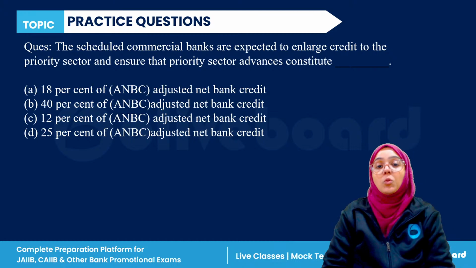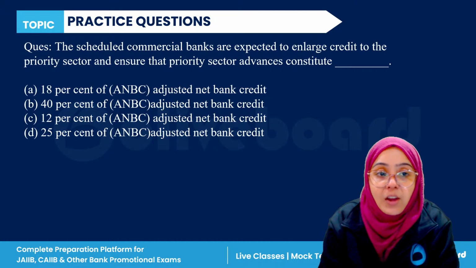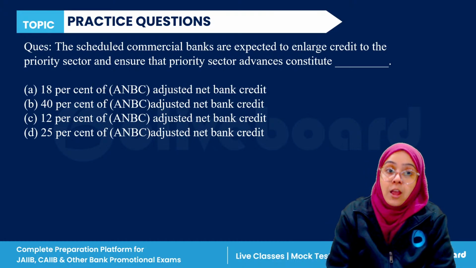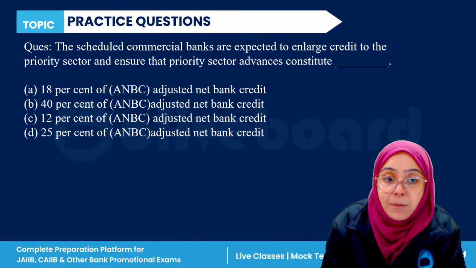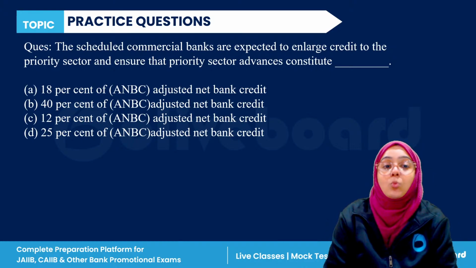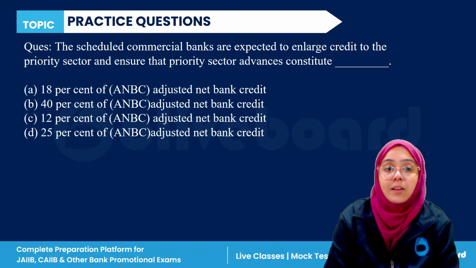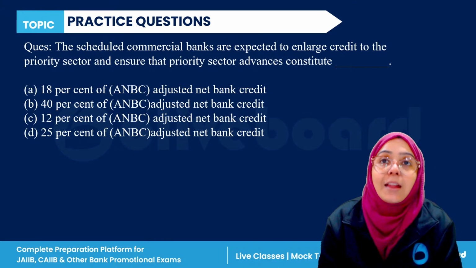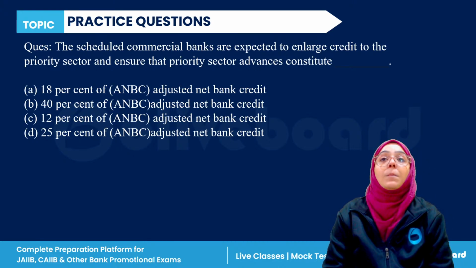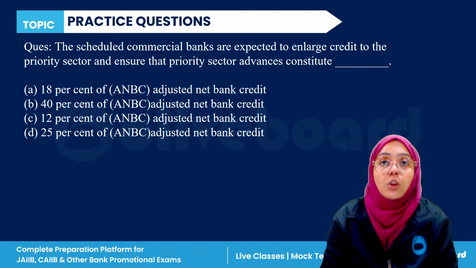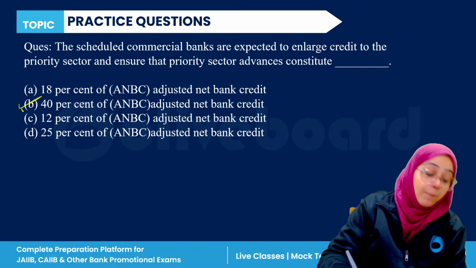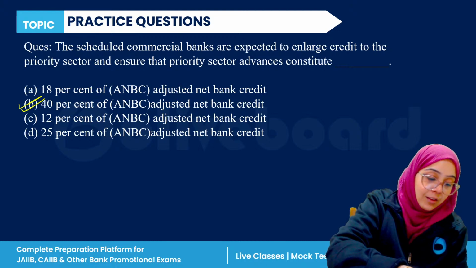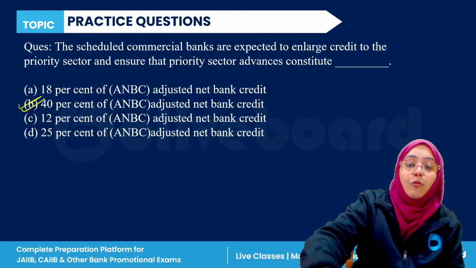Next question. The scheduled commercial bank are expected to give credit to the priority sector to how much? 18% of A and B C, 14%, 40% of A and B C, 12% or 25%. Scheduled commercial bank is expected to give to the priority sector lending. The overall target which is given to the priority sector lending is 40%. B is the correct answer. The overall credit is 40%.